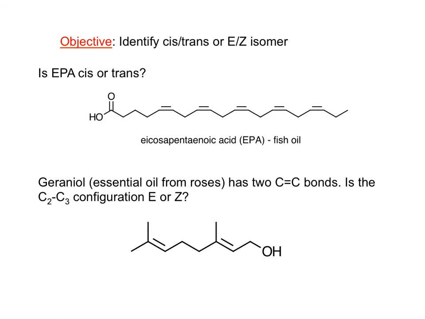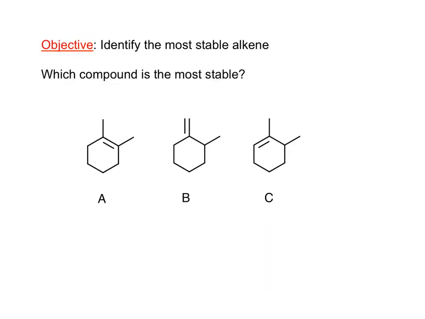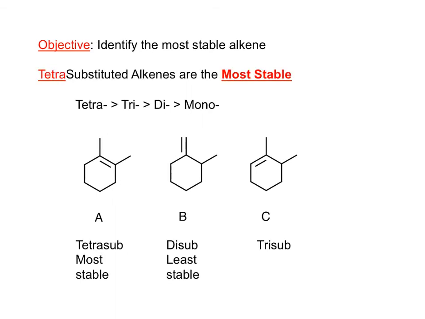So let's practice. Stop the video and answer these two questions. And here are the answers. These three compounds are isomers. Stop the video and determine which compound is the most stable. And the answer is: the more substituted the alkene, the more stable that compound is.